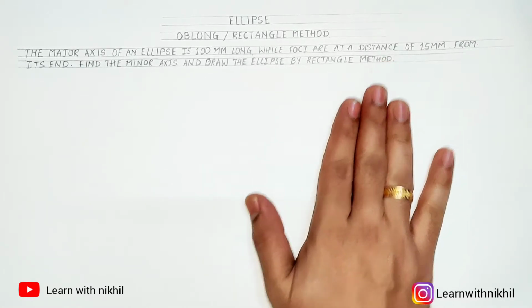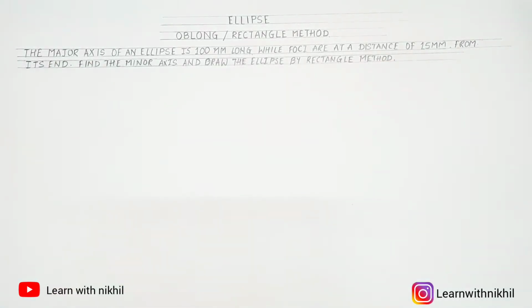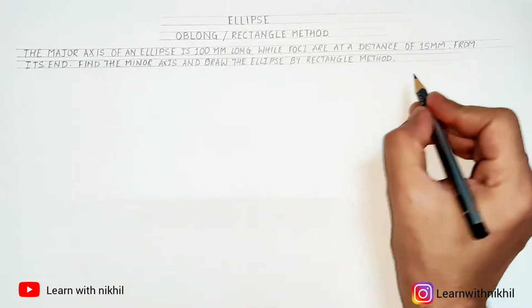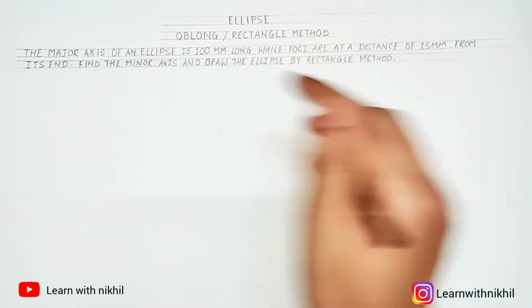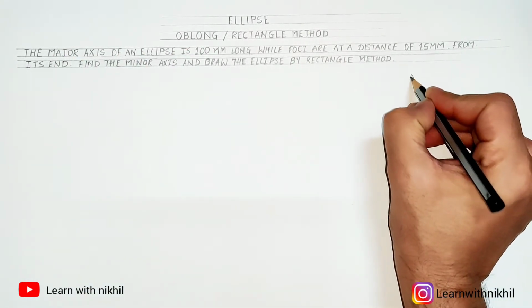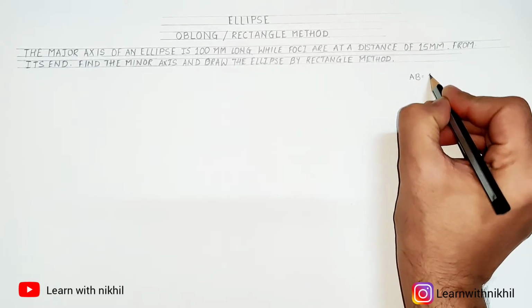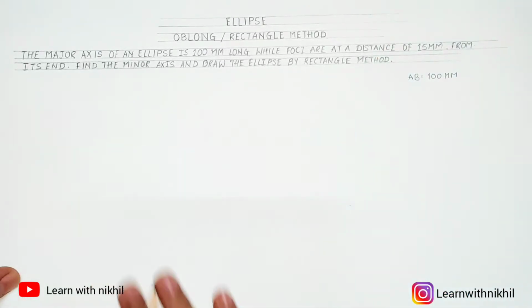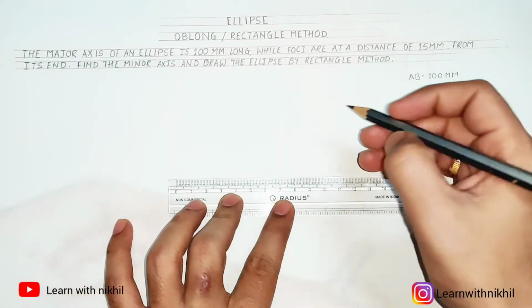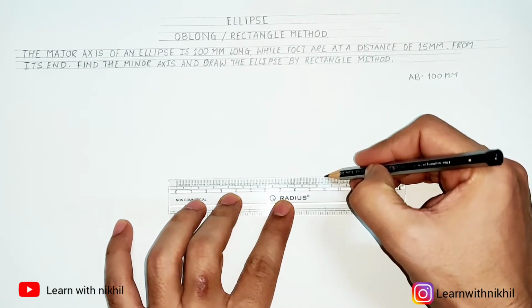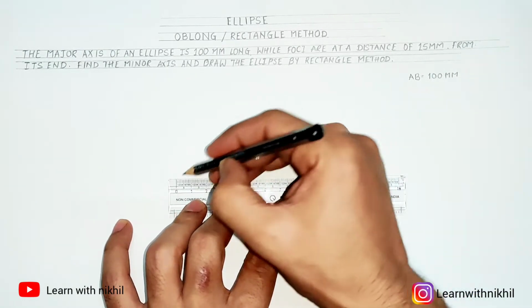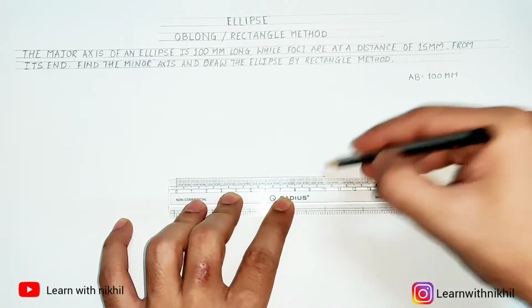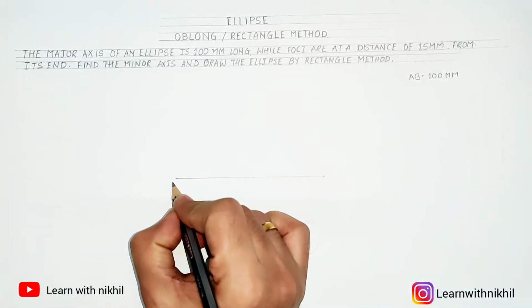So in the question they have given major axis and the distance of foci from the ends. So horizontally we draw the major axis. We'll name the major axis as AB. So that will be 100 millimeters. So first step, we'll draw a horizontal line of 100 millimeters, that is 10 centimeter. And this will be the major axis. We'll mark it as AB.